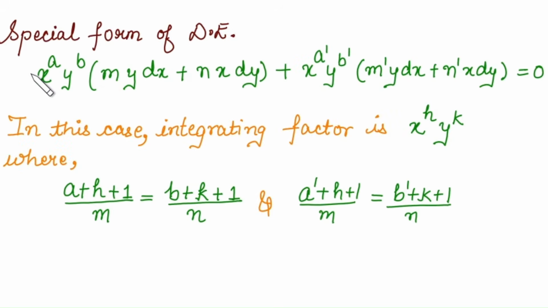In rule 5, we will try to convert the differential equation firstly in this form, and if the given differential equation can be written in this form, we will assume that the integrating factor is equal to x raised to power h, y raised to power k, where h and k are determined with the help of these two conditions. Now the point is how to identify whether rule 5 is applicable. What are the things we need to take care of?